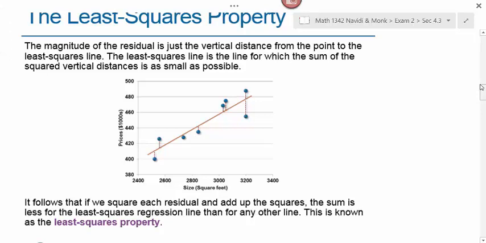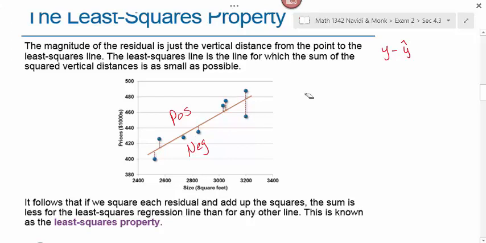The least squares property says basically the magnitude of the residual is just the vertical distance from the point to the least squares line. Because we're looking at y minus y hat for our residuals, any residuals that are above this line are going to have a positive value, and any data values that are below this line are going to have a negative value. The sum of the positive and negative residuals has got to be 0 unless there's some rounding errors going on somewhere.